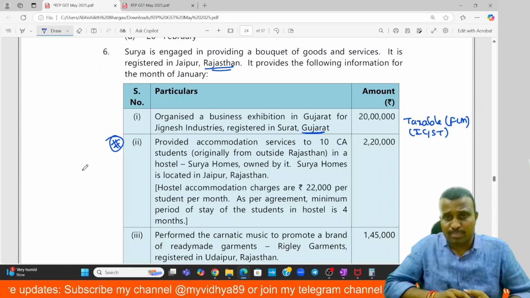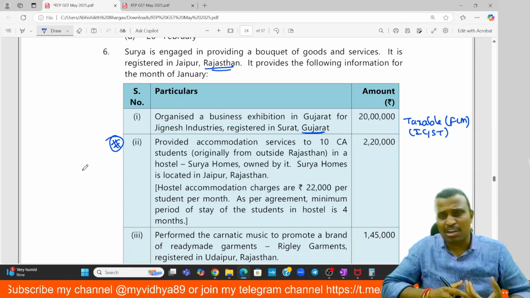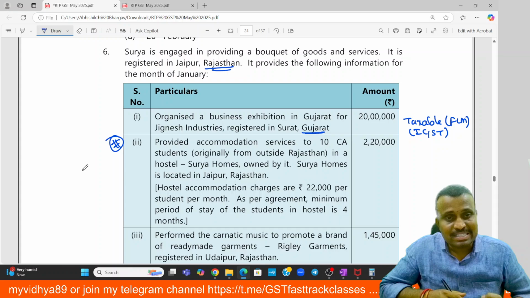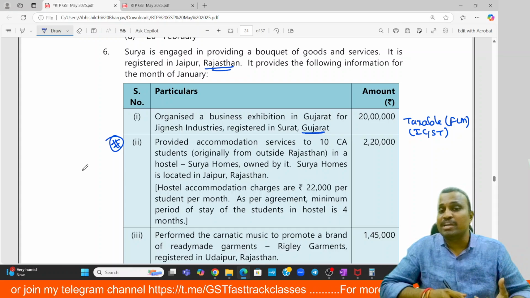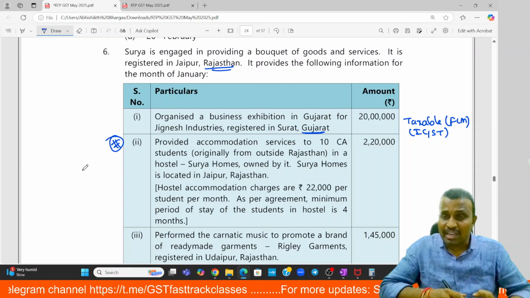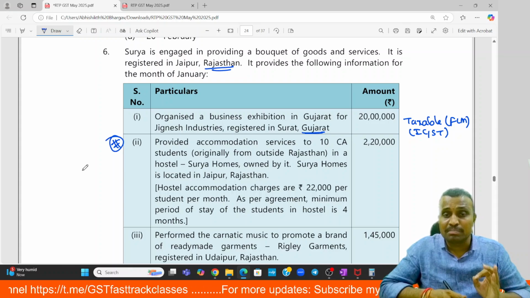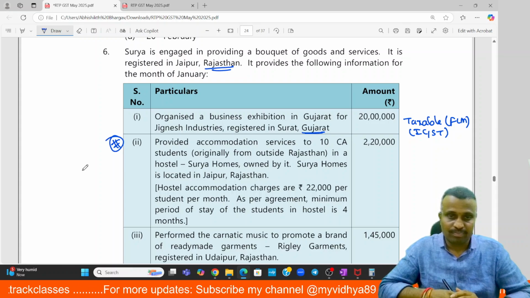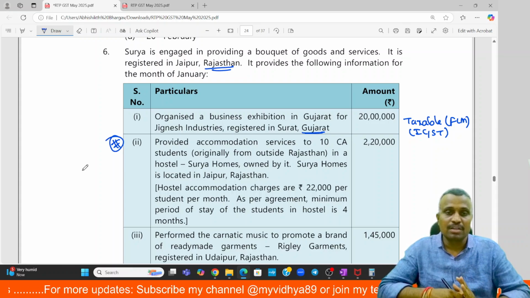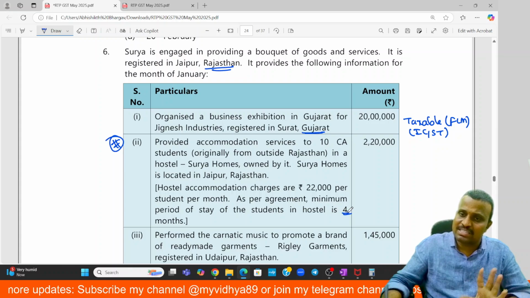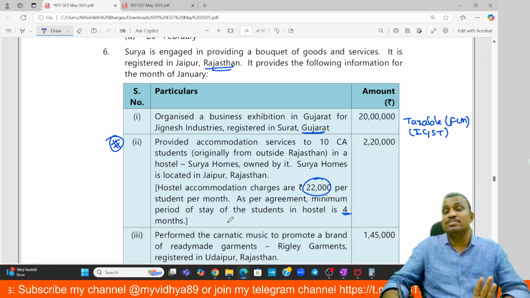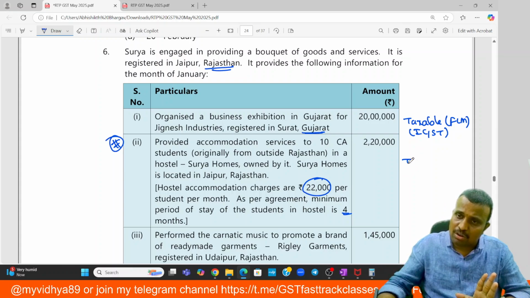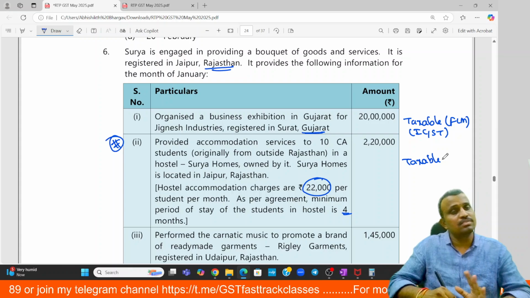Any accommodation services provided by hostels, PGs, inns or homestays, etc. are exempted if the accommodation charges are less than or equal to 20,000 per member per month and the minimum period of stay is 90 days. Here the minimum period of stay was satisfied, but the amount charged is more than 20,000, it is 22,000. So this is also taxable.